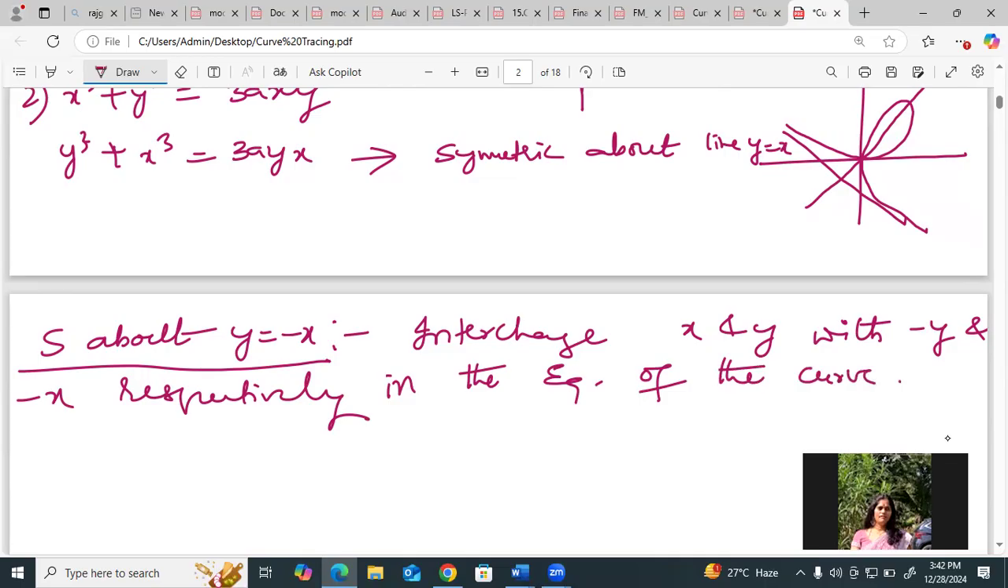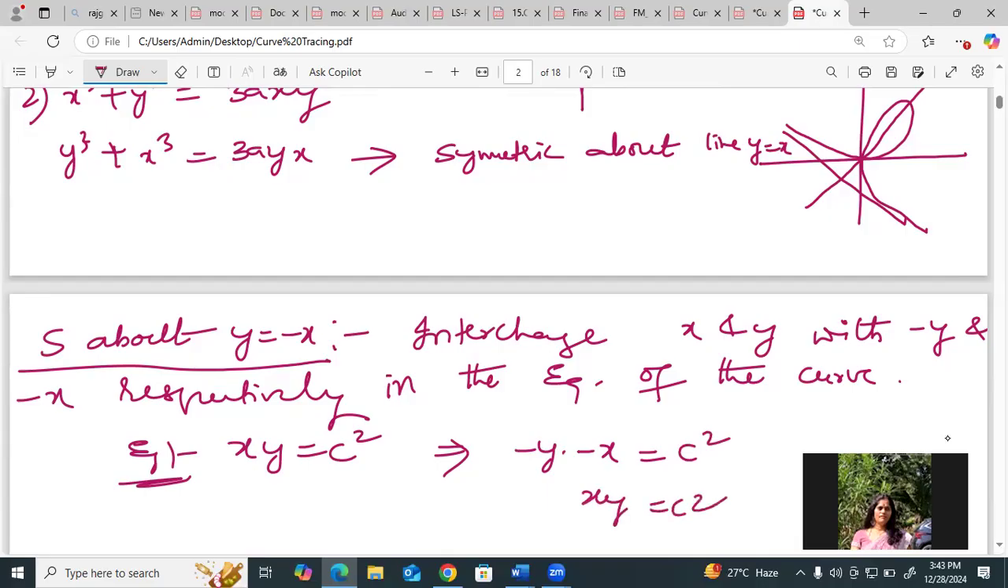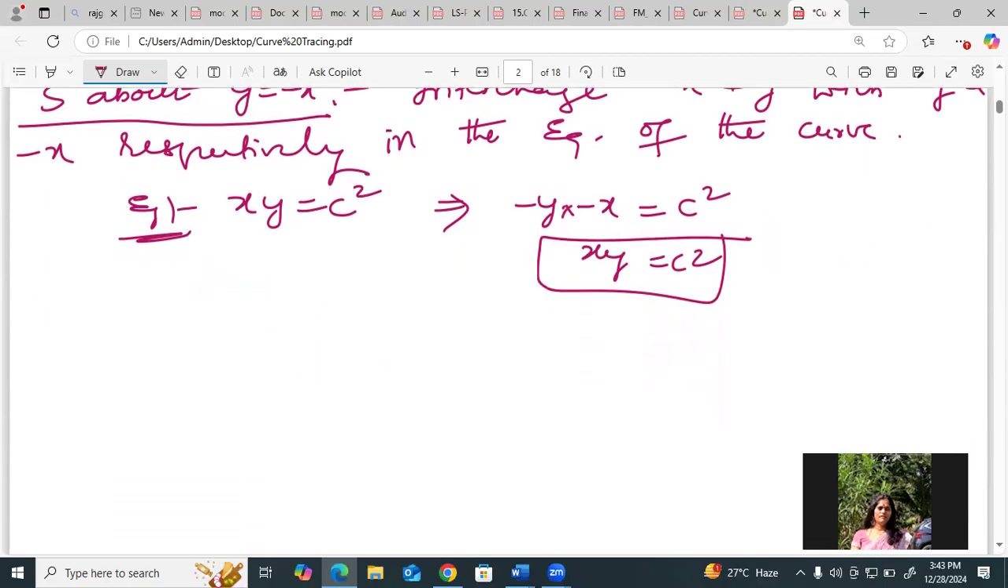Okay, so see this example, xy is equal to c square. This is the best example. Okay, what I will have is minus y into minus x is equal to c square, or xy is equal to c square again. I'll get back the same equation. So this curve is symmetric about the line y is equal to minus x. Yes. After this, the next point that I will have is origin.